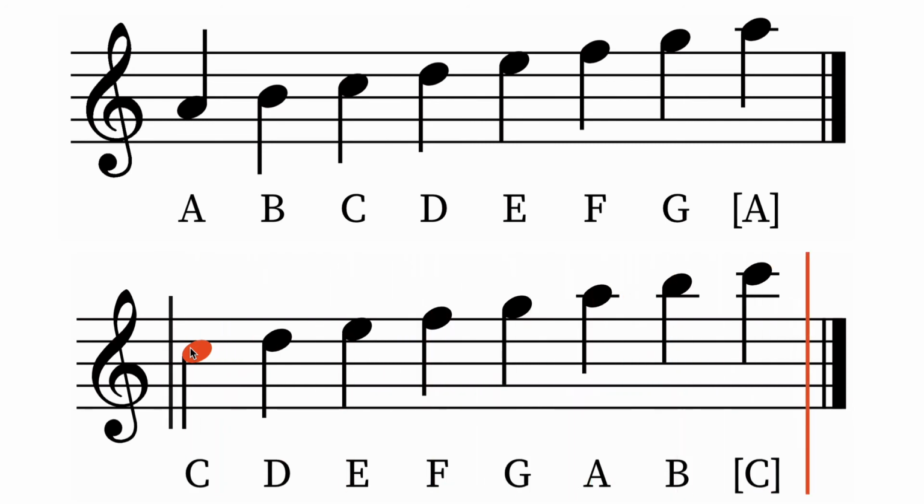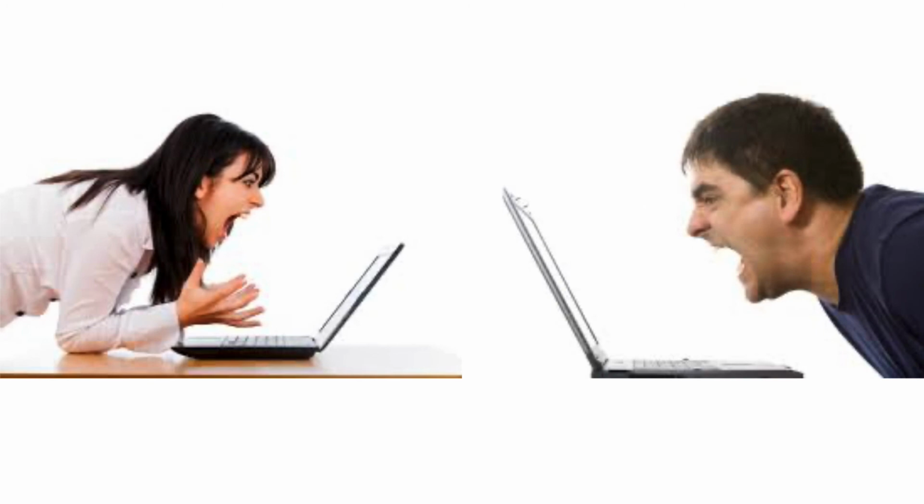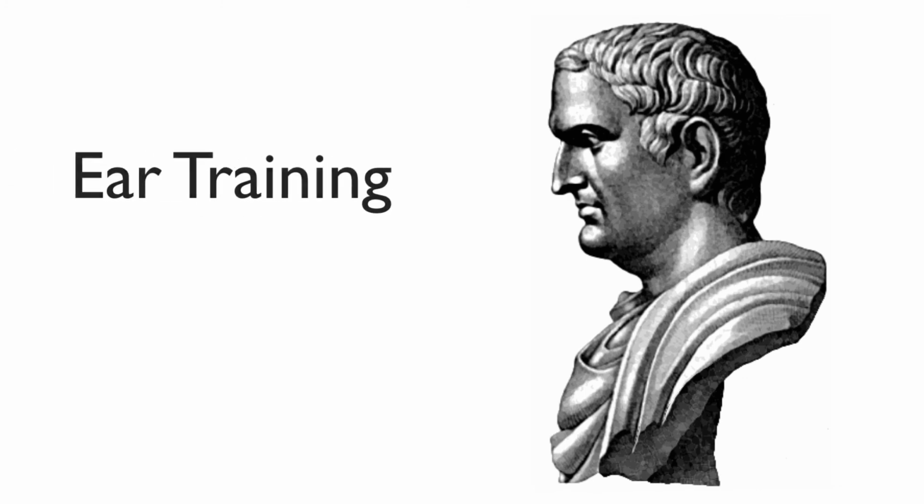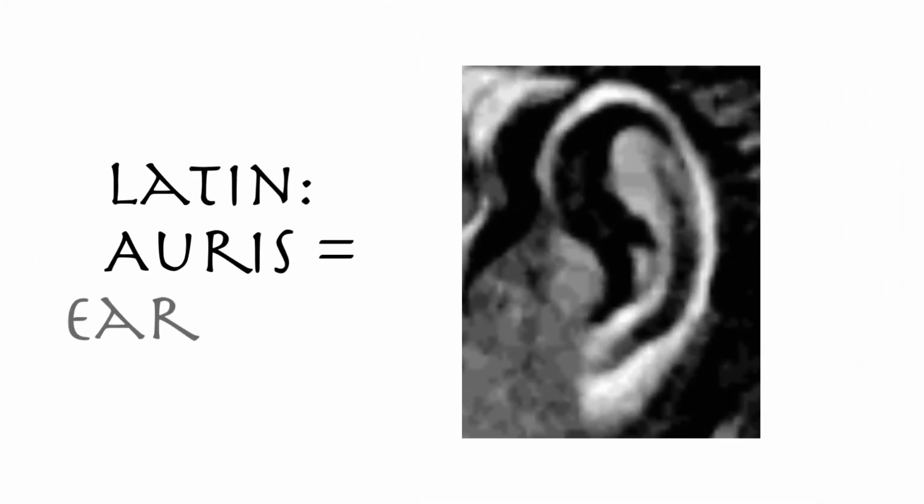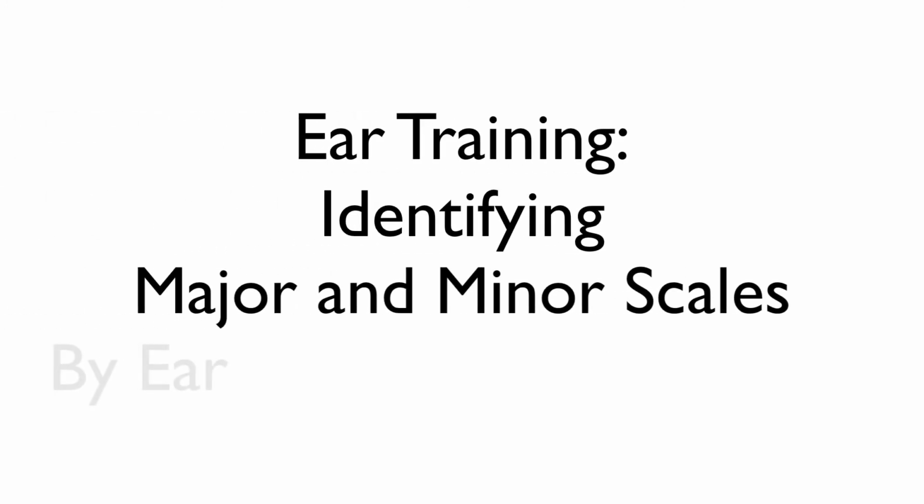For as long as anyone can remember, teachers have been talking about major as a happy sound and minor as a sad sound. You can read many angry posts against this on the web, but it's a good place to start. We call this part of learning about music ear training, aural training, or just aural, from the Latin auris, for ear. It's an amazing skill that will help you to create music at the speed of thought. Use the end of this video to help you identify major and minor scales just by hearing them. Musicians call this by ear.